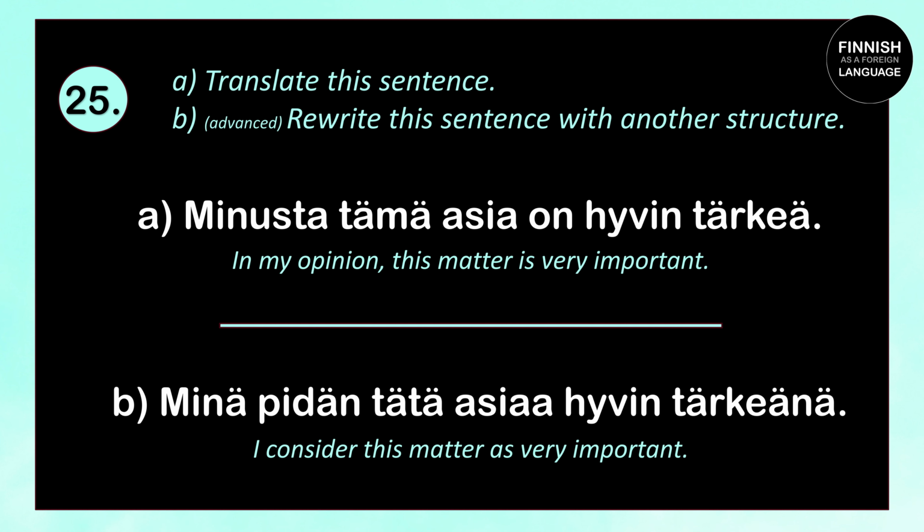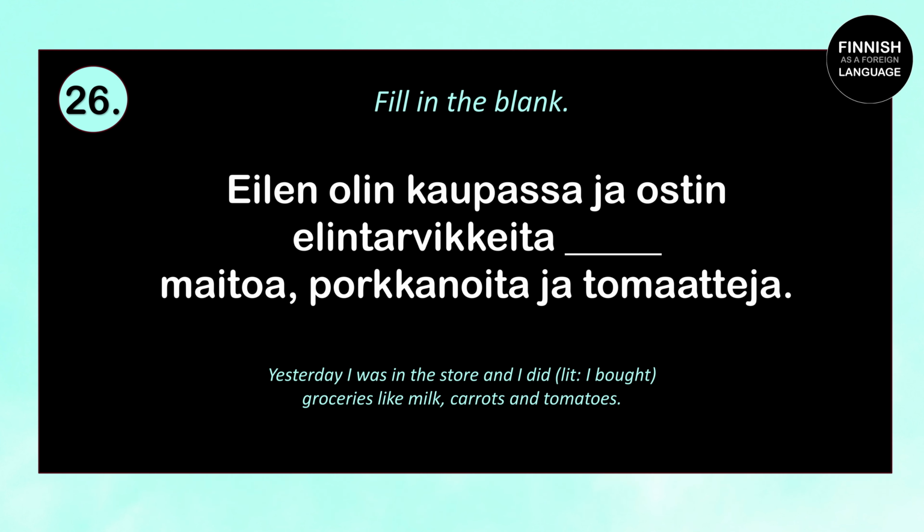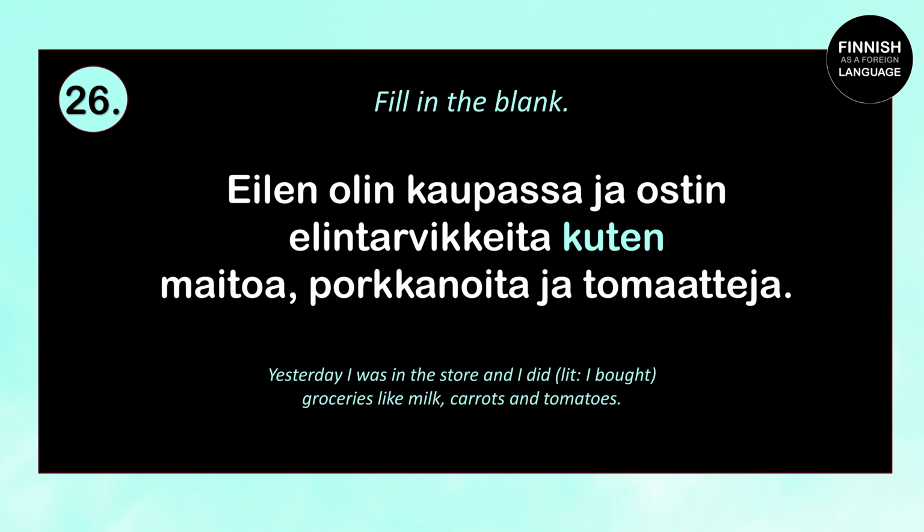Alright, next one. Task number 26. We want to say, yesterday I was in the store and I did groceries like milk, carrots and tomatoes. Now you want to fill in the blank. Eilen olin kaupassa ja ostin elintarvikkeita, maitoa, porkanoita ja tomaatteja. Which word do we have to fill in? That's right, we need kuten. Kuten is used when we want to list things like groceries, for example.